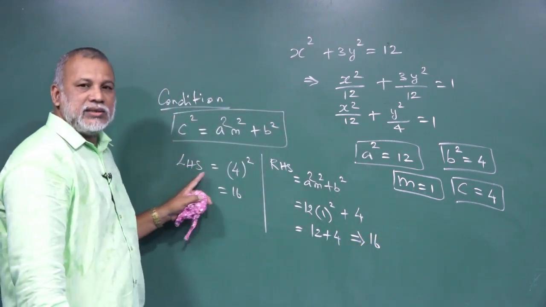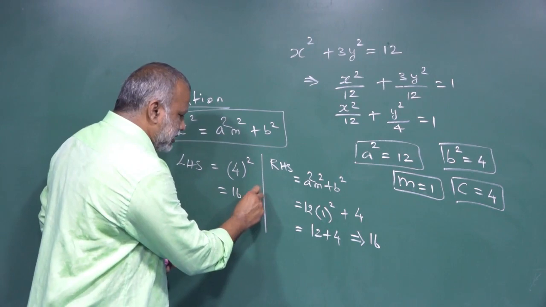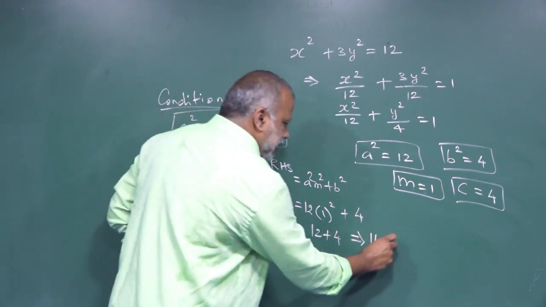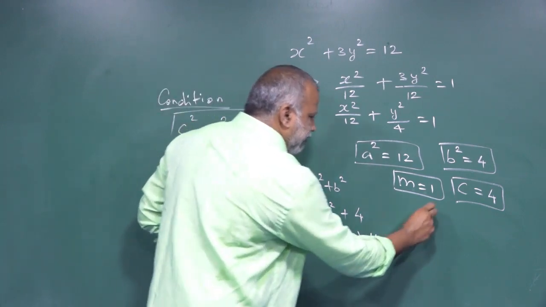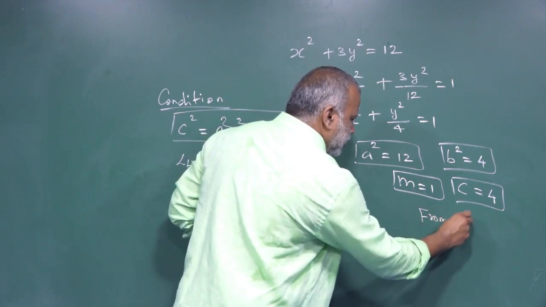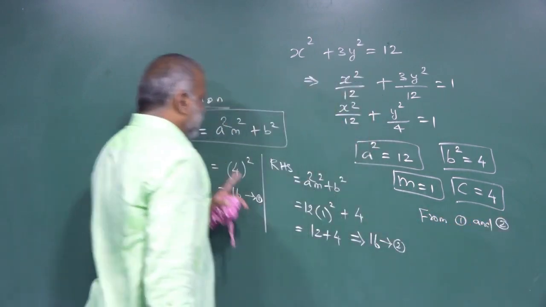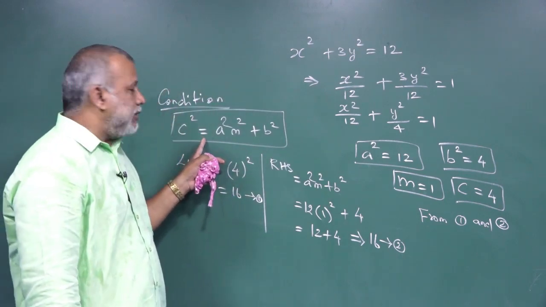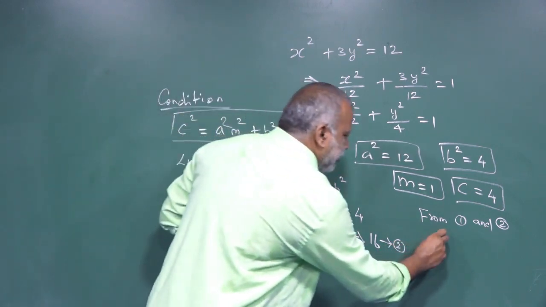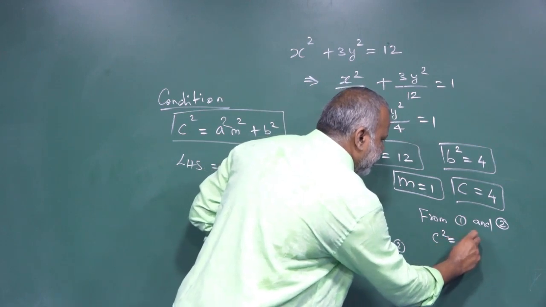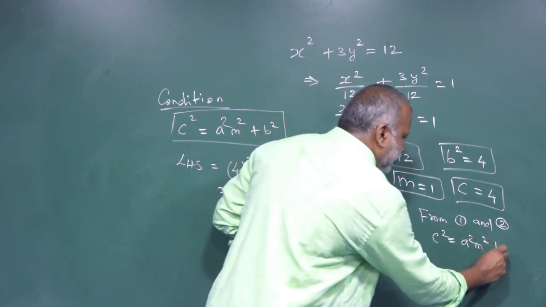See your LHS and RHS. Say this is result number 1. See, this is result number 2. From 1 and 2, this condition must be satisfied. Therefore, we are able to work out c squared equal to a squared m squared plus b squared.